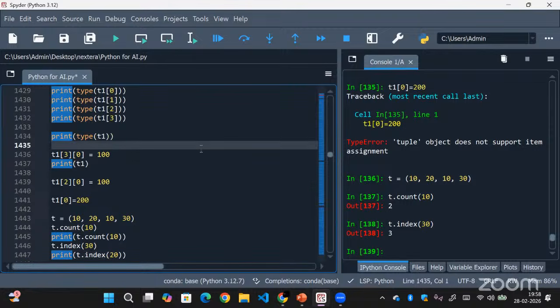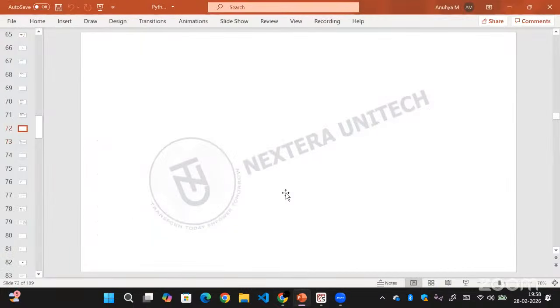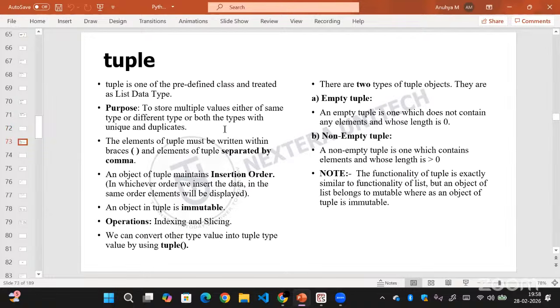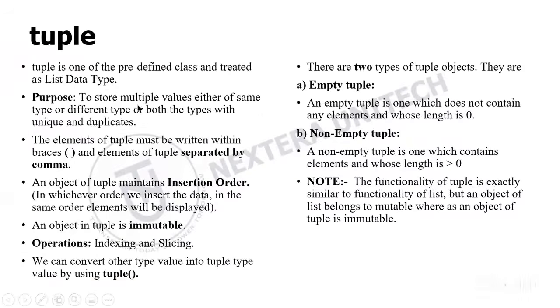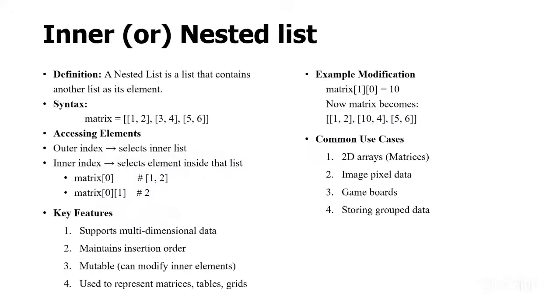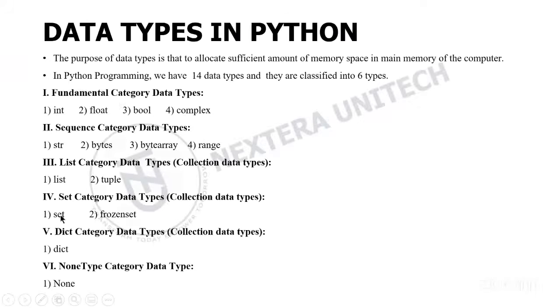So today we've learned about inner lists, and we also learned about copy processes, and we also learned about tuple objects. So till now we have completed the list category data types. In that we have completed list, inner lists, and types of copy processes, and also tuple objects. So tomorrow we'll get to know about the set category data types. So set category data type consists of the set and frozen set. So tomorrow we'll learn that, guys.